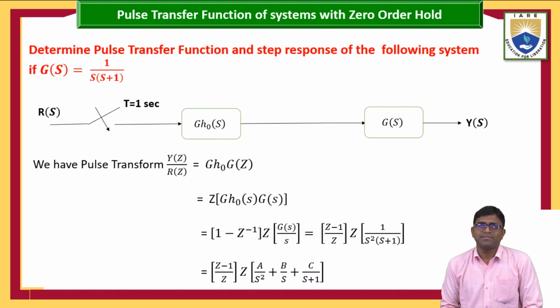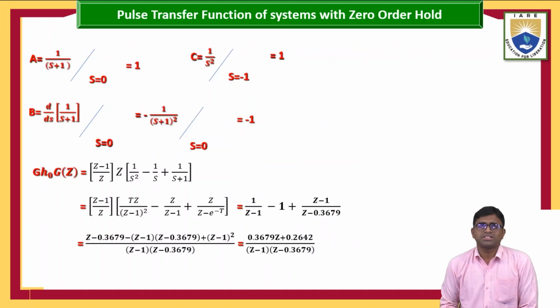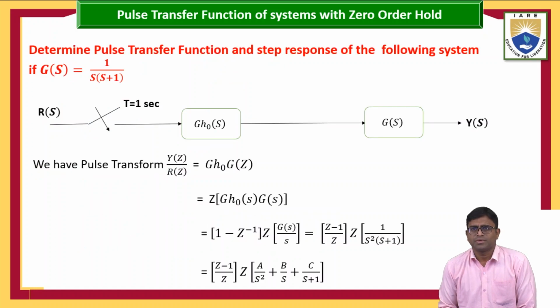Coming to finding the values of A, B and C. First of all, finding the value of A is nothing but 1 by S into, where S equals 0. I want the A value, so it is coming as an S square function.